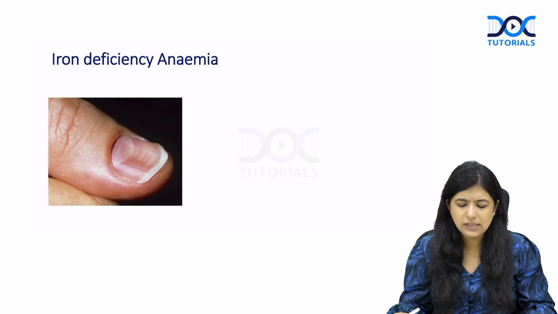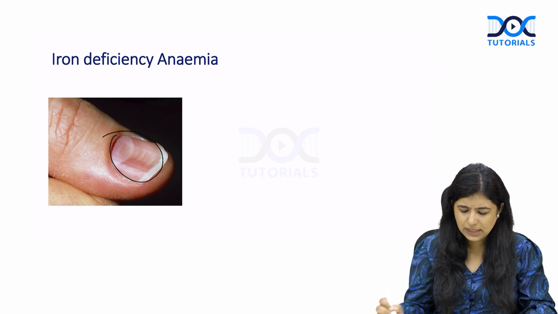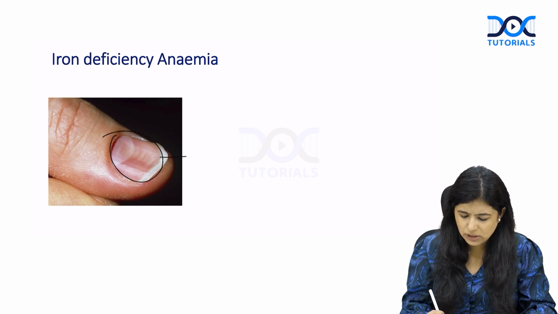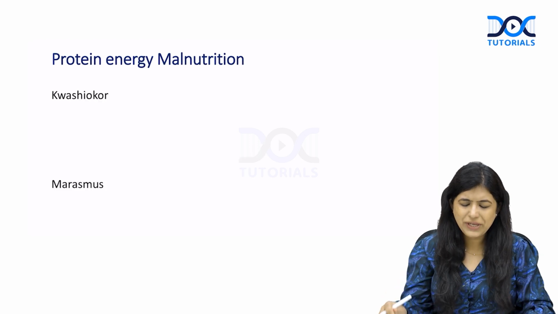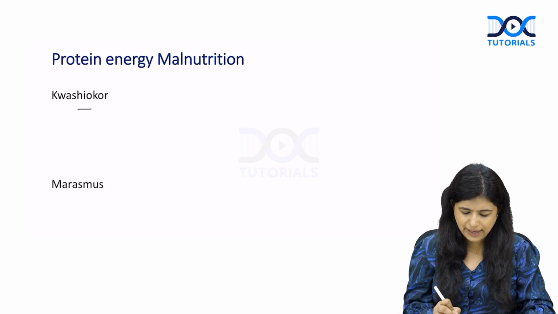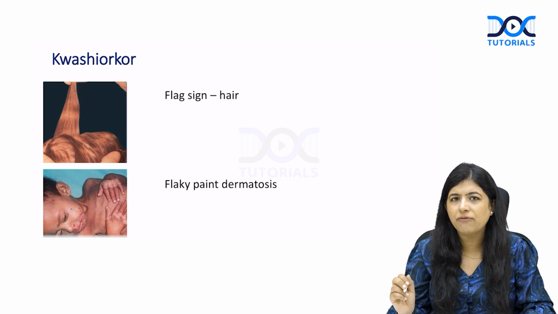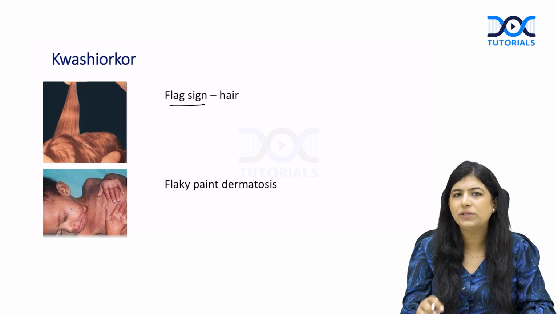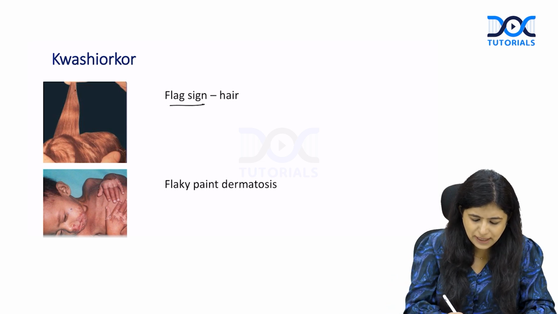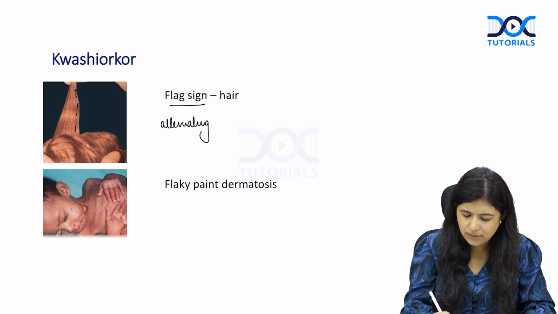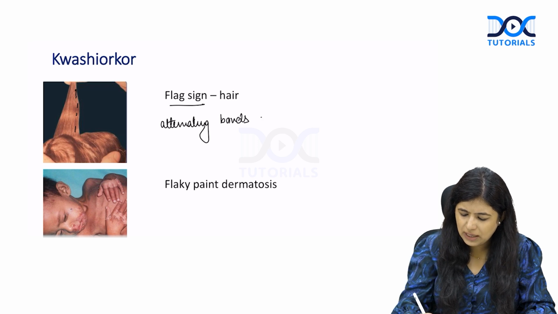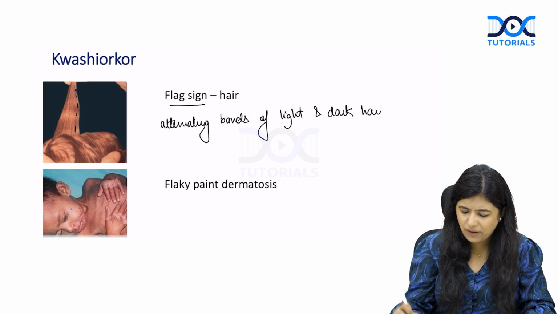Now, coming to iron deficiency anemia, the manifestations that you see here are these spoon-shaped nails, which is also called koilonychia. So remember, koilonychia is seen in iron deficiency anemia. Coming to protein energy malnutrition, where we have kwashiorkor and marasmus. In kwashiorkor, the two important features on the skin that we see are the flag sign, which is seen in the hair, that is alternating areas of light and dark hair. So what you see are alternating bands of light and dark hair. This is called as the flag sign.